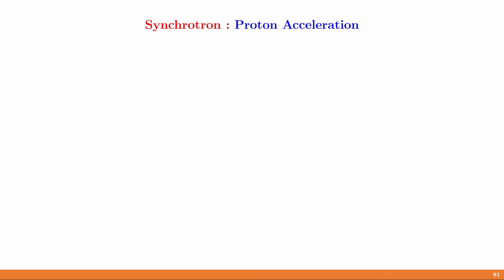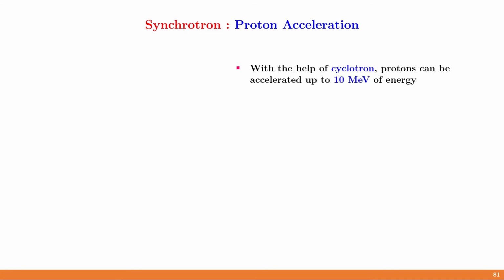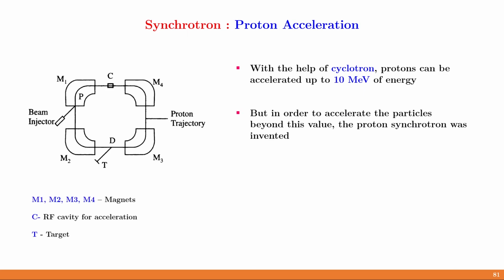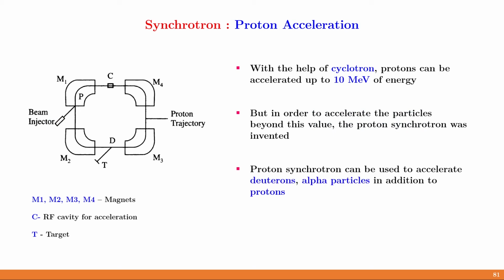Proton acceleration using synchrotrons. With the help of a cyclotron, protons can be accelerated up to 10 MeV of energy. But in order to accelerate the particles beyond this value, the proton synchrotron was invented. A proton synchrotron can be used to accelerate deuterons and alpha particles in addition to protons. Using a proton synchrotron, protons can be accelerated up to 10 giga-electron-volts of energy.